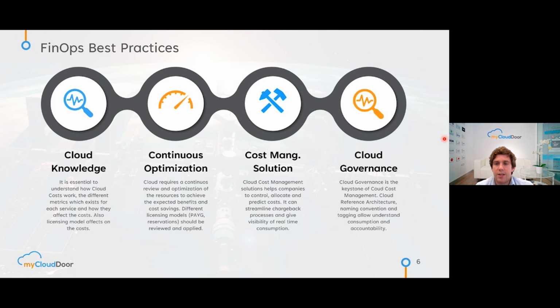And last, but not least important, we cannot consider FinOps as an isolated thing. It should be embedded within your cloud governance model. At the end, there are a lot of things in cloud governance that directly impact the cost, the optimization, and the FinOps processes, such as the reference architecture, even the naming convention, how you are going to provide accountability, etc.